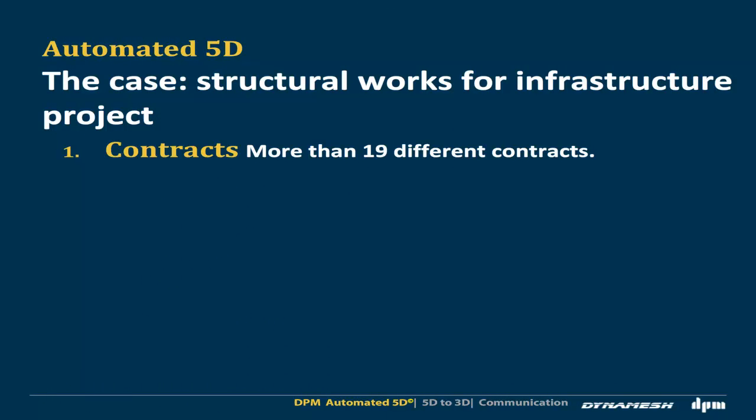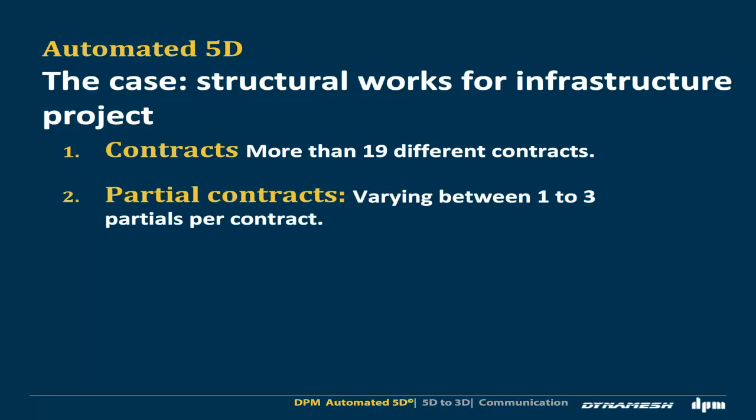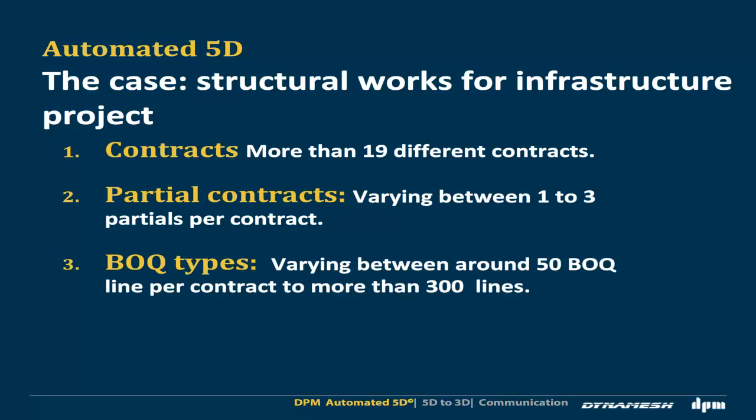The project at hand included more than 19 different contracts for the structural phase alone. Each contract had at least one partial subcontract, and up to 3 partials per contract. In addition, each partial included many bill of quantity lines varying between 50 up to more than 300 BOQs per partial. The structuring of the contracts and their BOQs will be shown next.